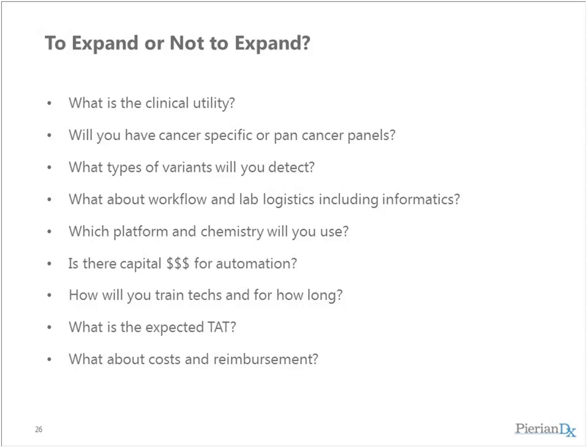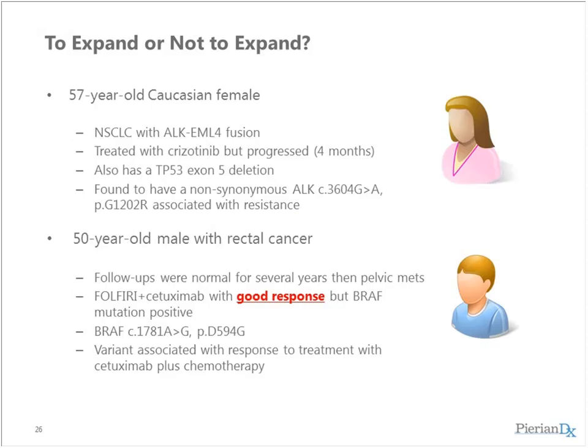Money for equipment and capital funding for automation is a big deal, where we didn't think we were going to need this a few years ago. We certainly are looking for as much automation as possible now. I think training techs and the extent of the learning curve is something to keep in mind. The turnaround time that your oncologists are expecting and what you can really deliver is another issue. And then cost and reimbursement, although last year and this year reimbursement seems to be happening a little bit at a time now. So we should be good there, I hope, in this next year.